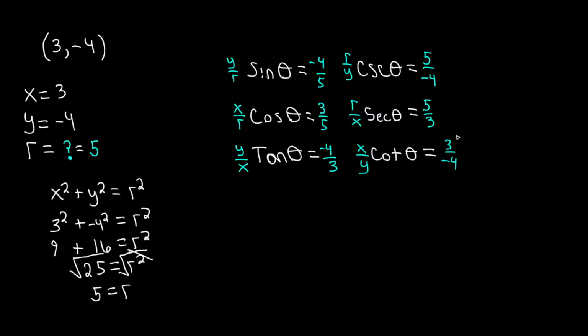Now, how did I know, or what's one way we could have just known that this r over here is positive? Well, r is always positive. Always. No matter what quadrant we're in, r is always going to be positive. So let's do another example.